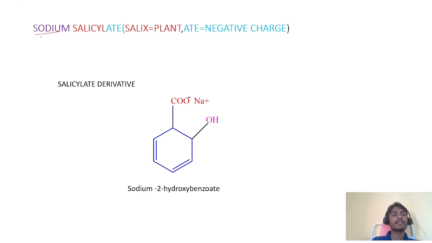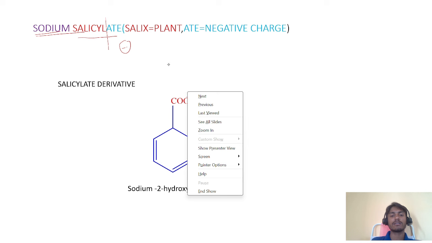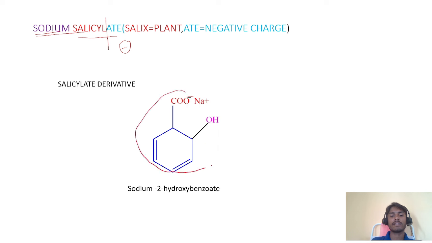Next comes the drug sodium salicylate. Yes, it is nothing but a negative charge. It represents a negative charge. Salicylic acid is nothing but this structure. This structure we can call salicylic acid. Sodium is here. So always we need to write the cation first. If the cation is there, we need to write it first. If it is an anion, we need to write it at the end.